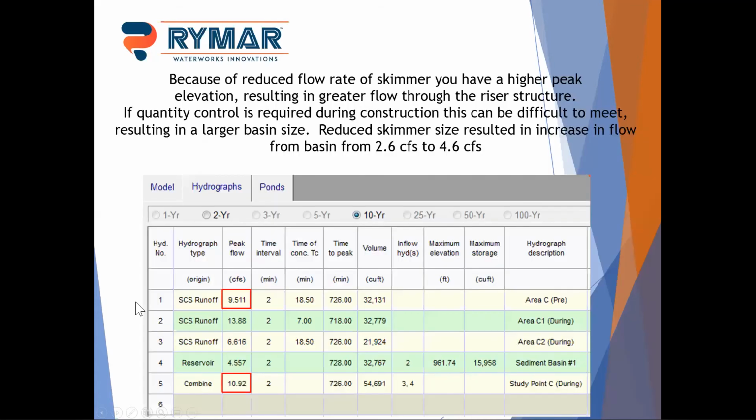But then when we look at our 10-year flow rates, our pond's gone from 9.5 pre now to almost 11 CFS post. And it's a little counterintuitive, even though we have reduced the skimmer size and we're now letting out less water by the skimmer, because the water is getting higher in the pond. It's higher in the riser, and you've actually got a fairly significant increase in overall flow from the basin. So the basin went from 2.6 CFS before to 4.6 CFS discharge right now on just the reservoir.